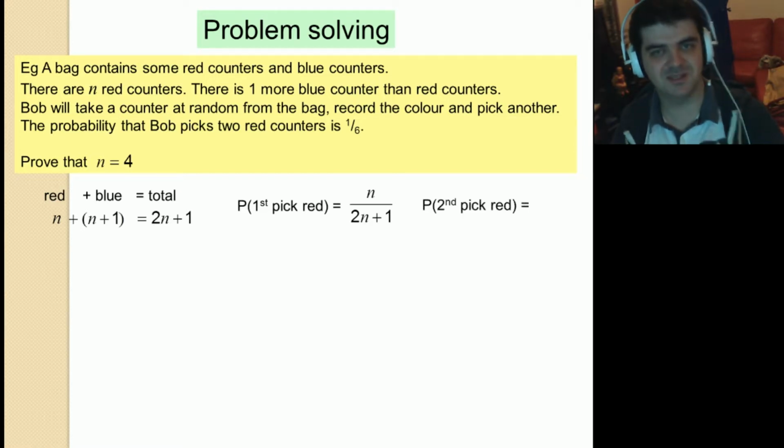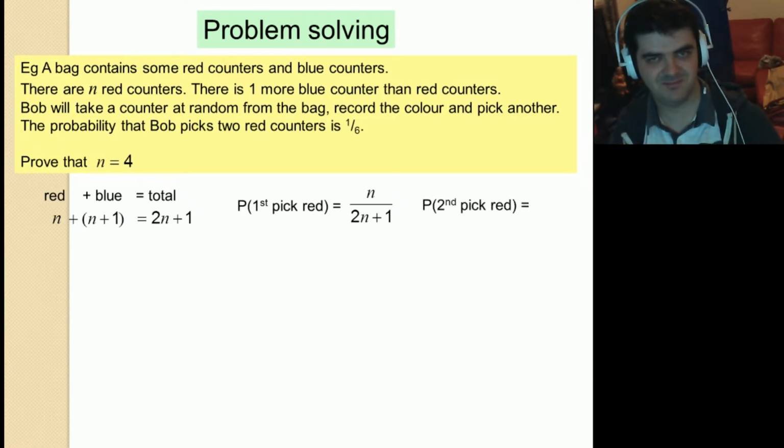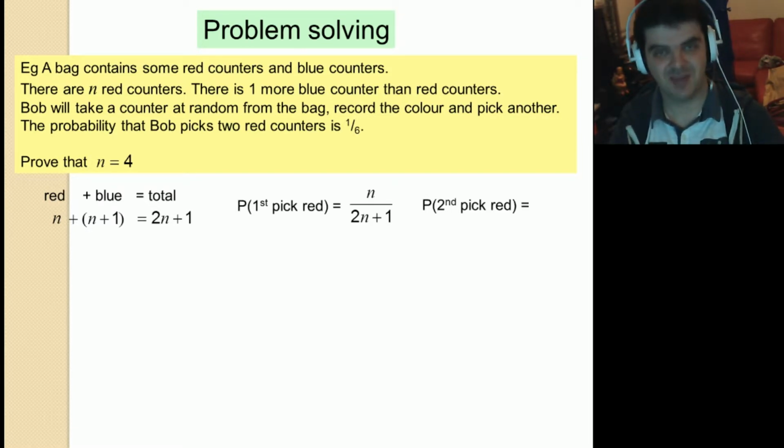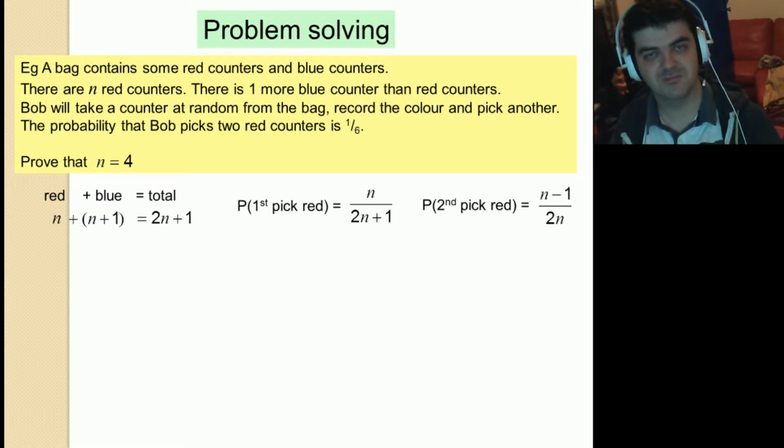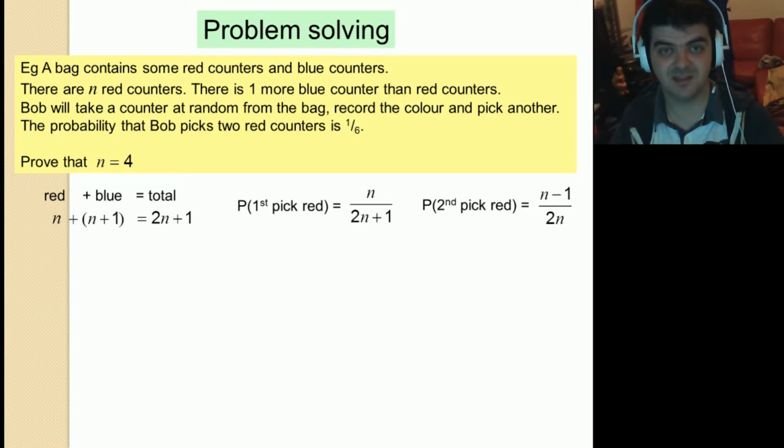What's the probability the second pick is going to be a red? Well, if he's picked 1 red, you're going to have n minus 1, and your conditional probability is going to be over 2n plus 1 minus 1, which will give you 2n. Did I tell you it's head pickling, didn't I? Now, this is very hard. Don't get me wrong, this is a standard question.